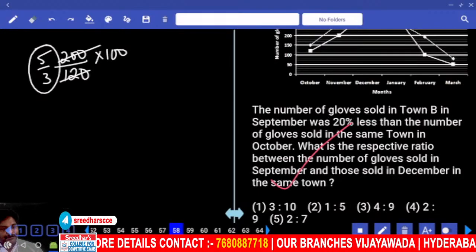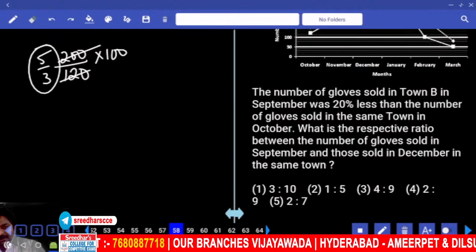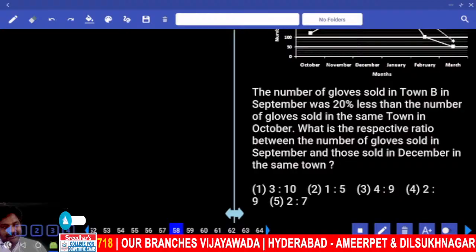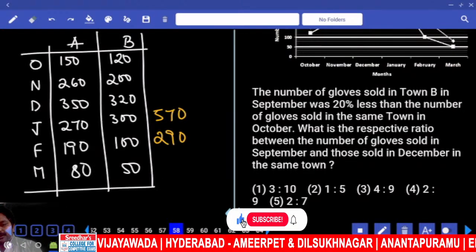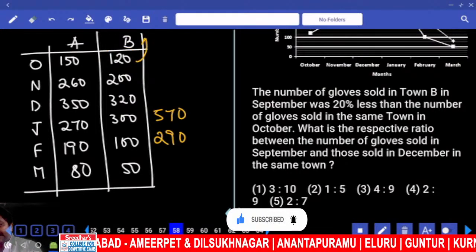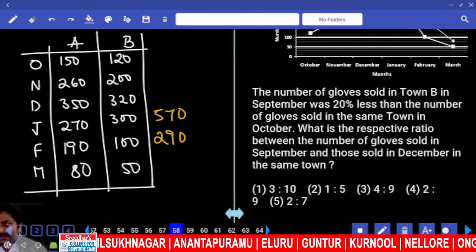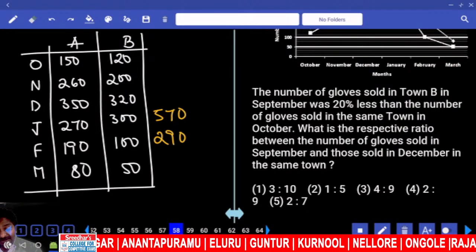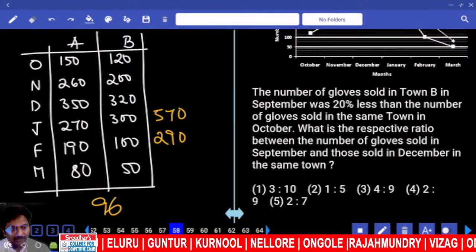Number of gloves sold in town B in September was 20% less than the number of gloves sold in the same town in October. In October it was 120. In September it was 20% less than this number. 10% is 12, 20% is 24, less, 96 sold in the month of September, town B.